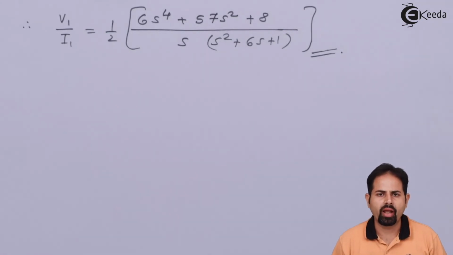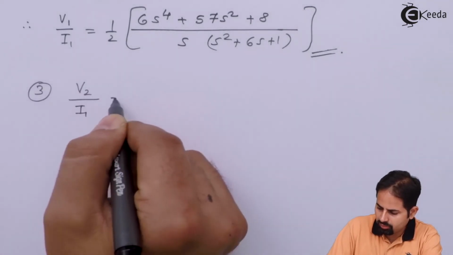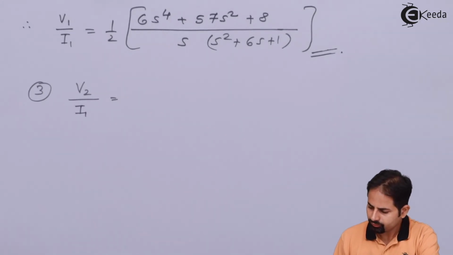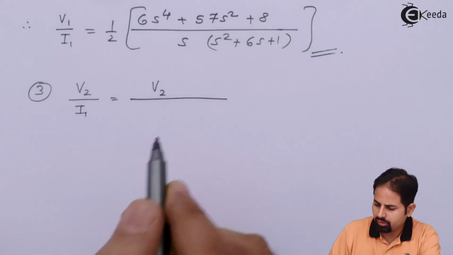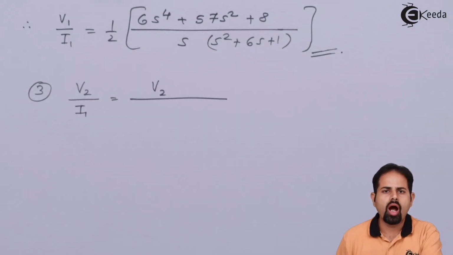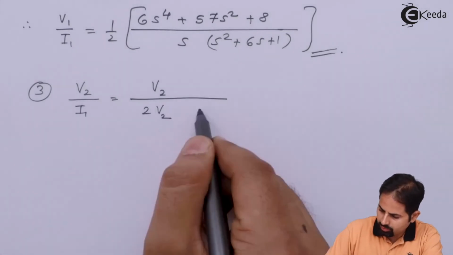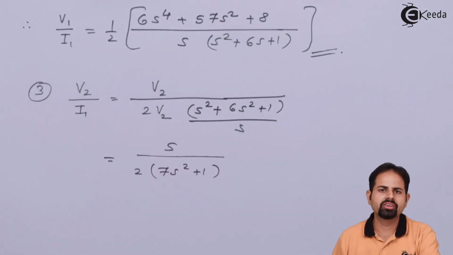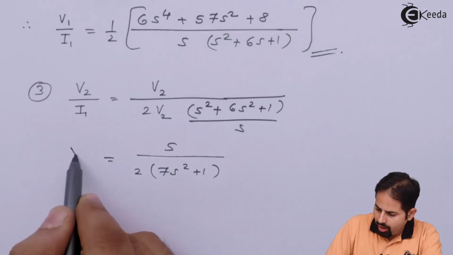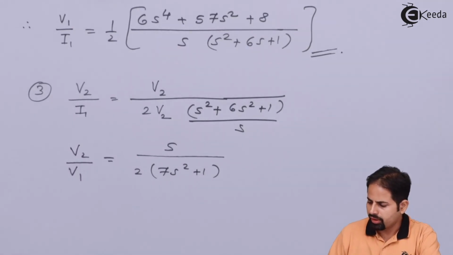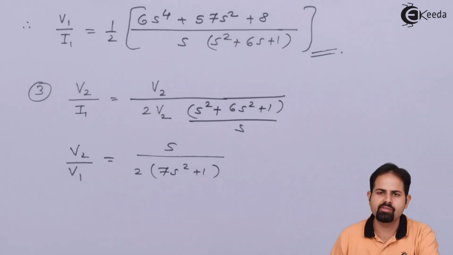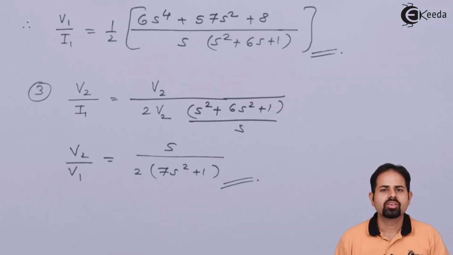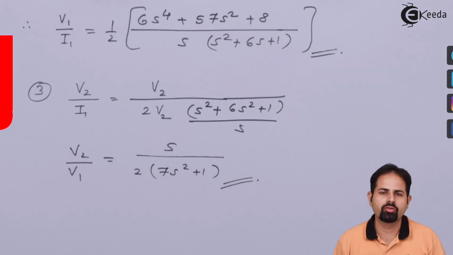Now we'll see the third part. The third part is V2 upon I1. So we'll substitute the values accordingly. I1 value we have, rearranged it and cancelled V2. And this V2 upon I1 is s divided by 2 into 7s square plus 1 in bracket. So this is our required answer. This is how we have got our third fraction, and we have solved the problem successfully.